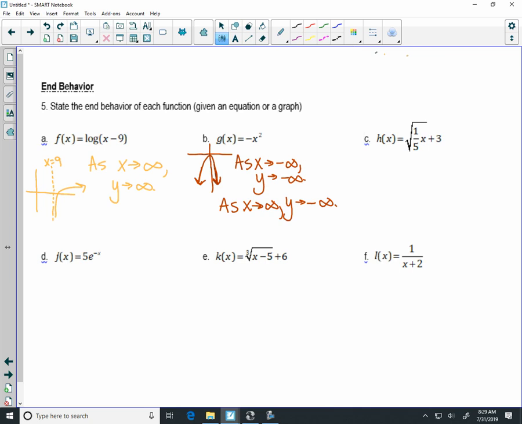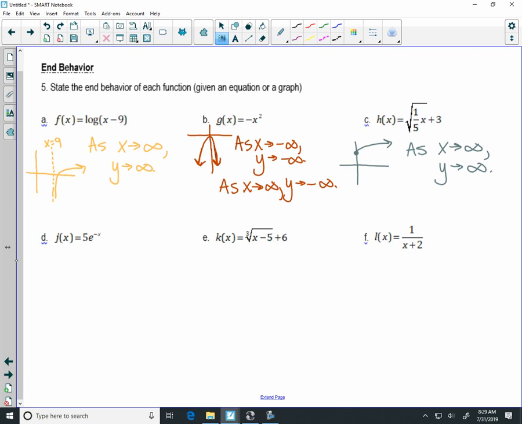C, h of x equals square root of 1/5 x plus 3. So square root moves up 3 units. And this guy is a horizontal stretch by 5. So it's going to take a lot longer to grow. But we really don't care how long it takes to grow. We just care that it's growing. We can only evaluate this as x approaches infinity, because x doesn't approach negative infinity. As x approaches infinity, so does y. It's growing forever.